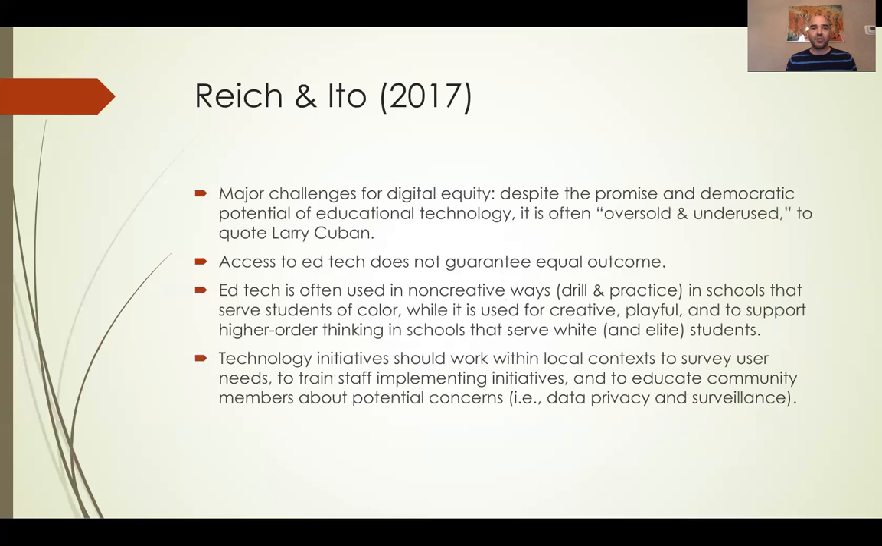So in this longer article, they present a number of challenges for digital equity, and they suggest that EdTech is often oversold and underused, or that those in education often make really extravagant promises about what EdTech can do, and that it is often used in ways that are not particularly transformative, so non-creative ways.